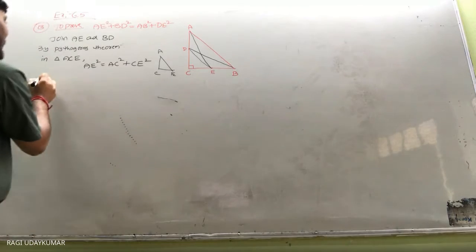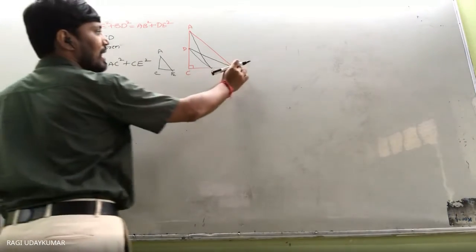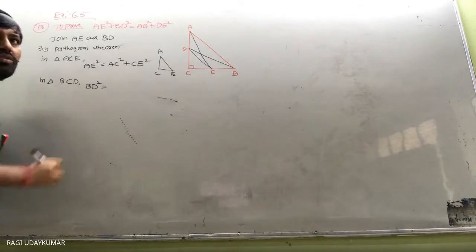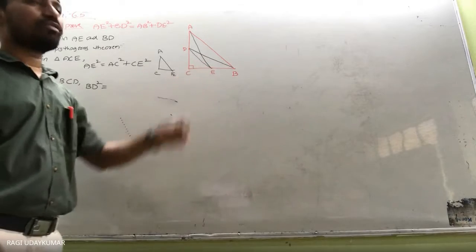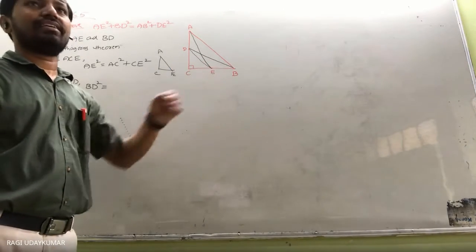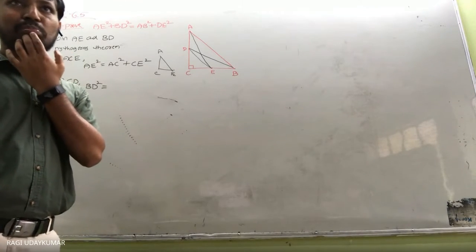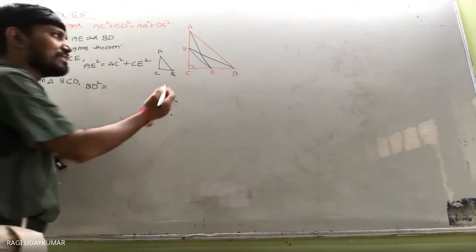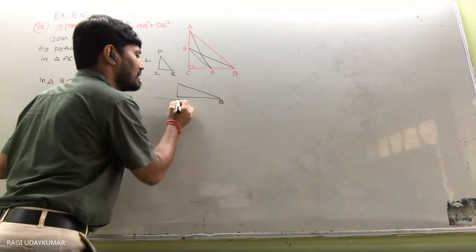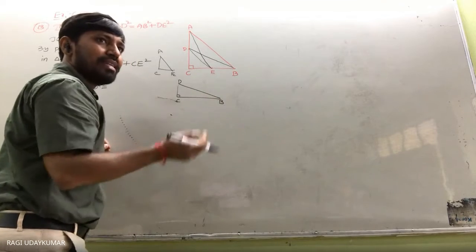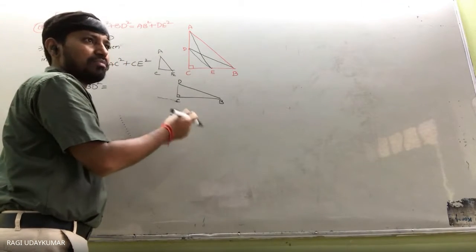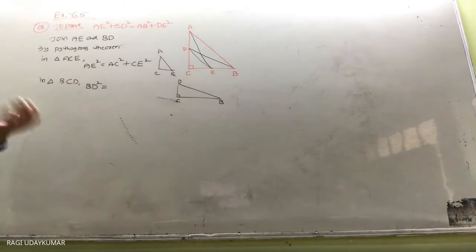And in another triangle, BD square. Where does BD come? This is triangle BCD. In triangle BCD, BD square is equal to, apply Pythagoras theorem. It is simply applying the Pythagoras theorem. This is BCD. Where is the hypotenuse in this? What is the Pythagoras theorem? Hypotenuse square is equal to the sum of the squares of the other two sides, isn't it? What is the hypotenuse here? BD. BD square is equal to what do you get?